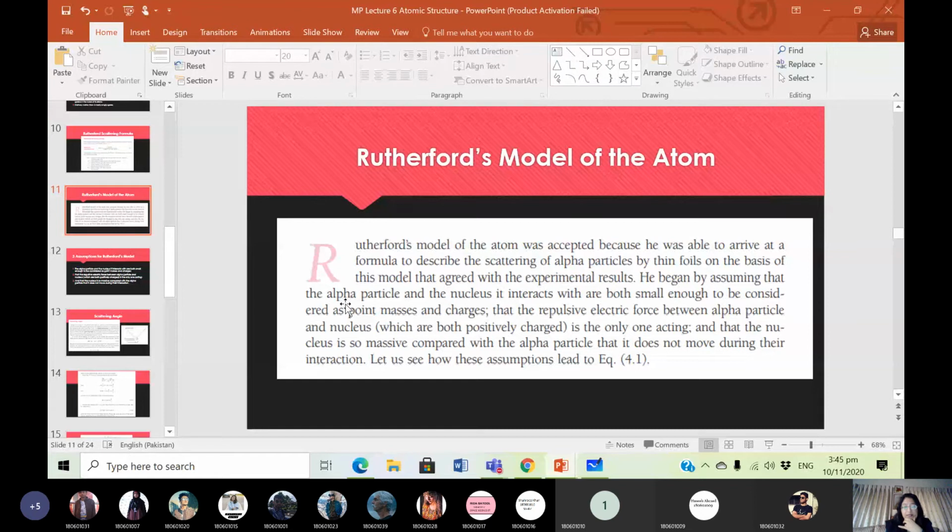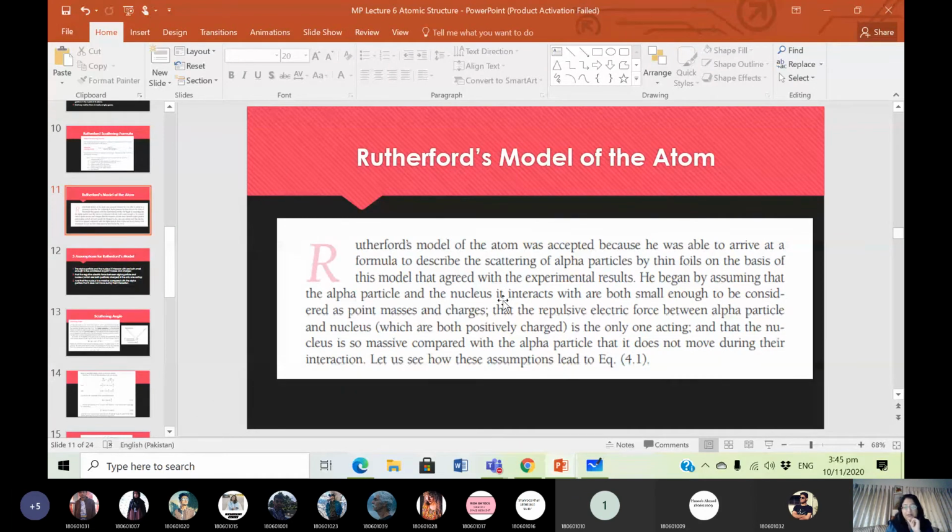So he began by assuming that the alpha particle and the nucleus it interacts with are both small enough to be considered as point masses and charges. Okay? So he made three assumptions in his model of the atom. The first assumption is that the alpha particle and the nucleus it interacts with are both small enough to be considered as point masses and charges. Okay? So we have to assume that the alpha particles and the nucleus are so small that we can consider them as point masses and charges.